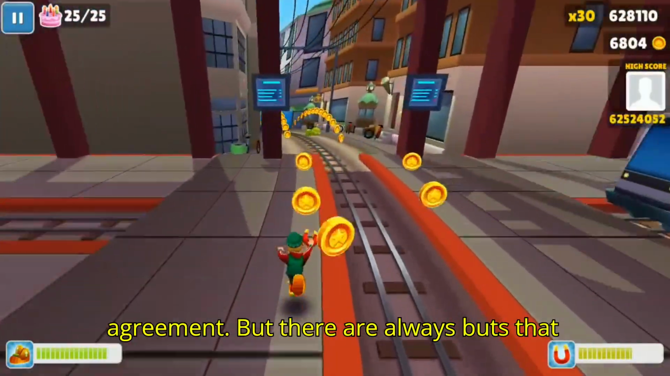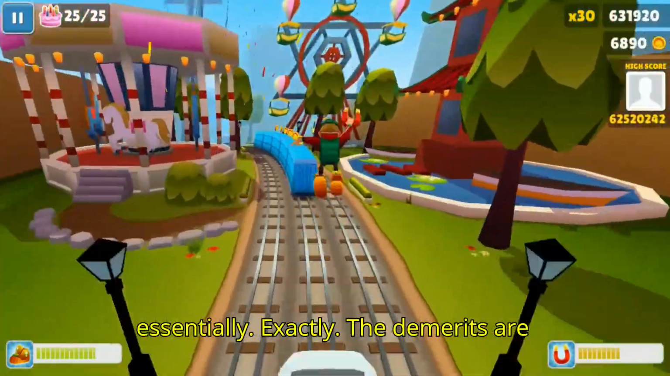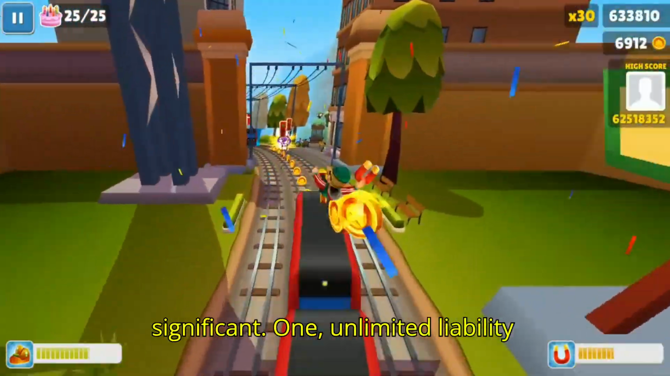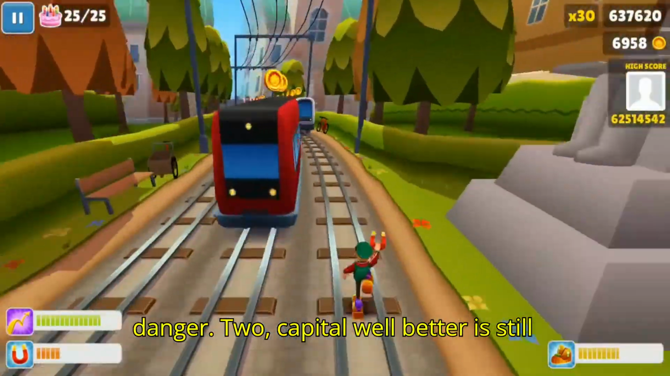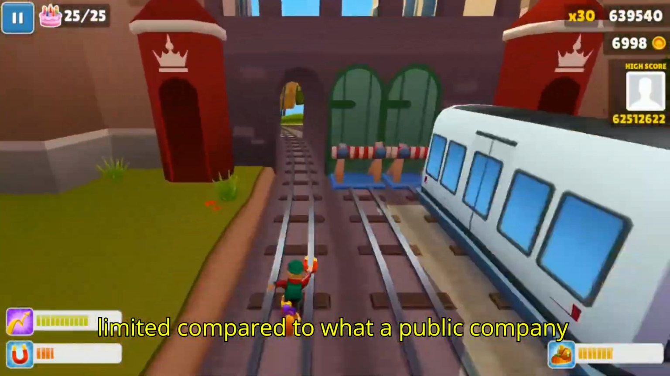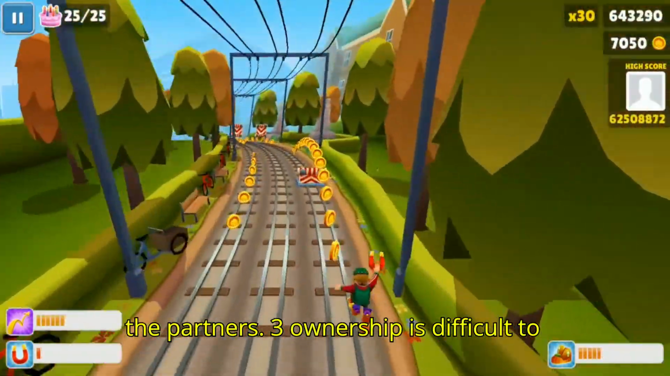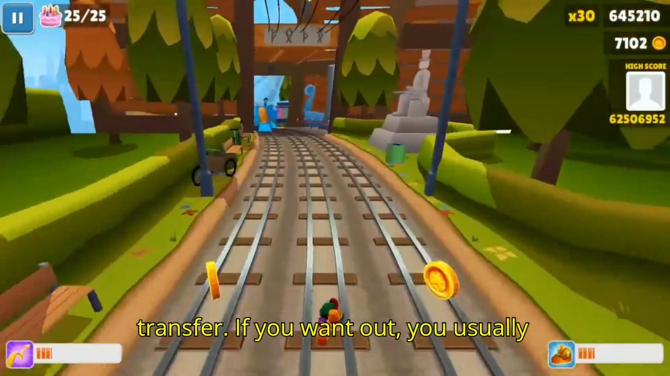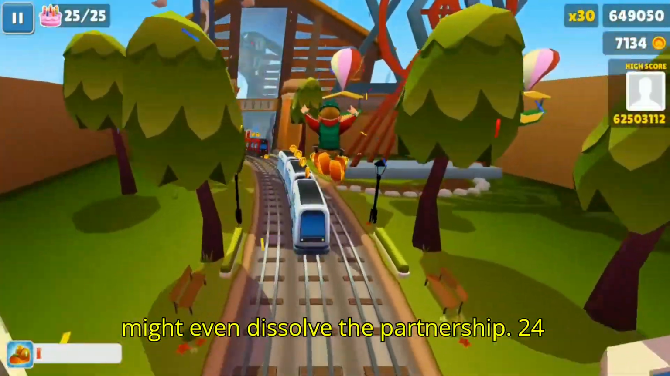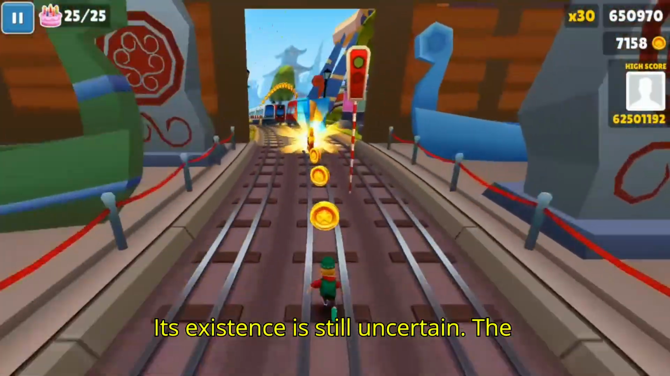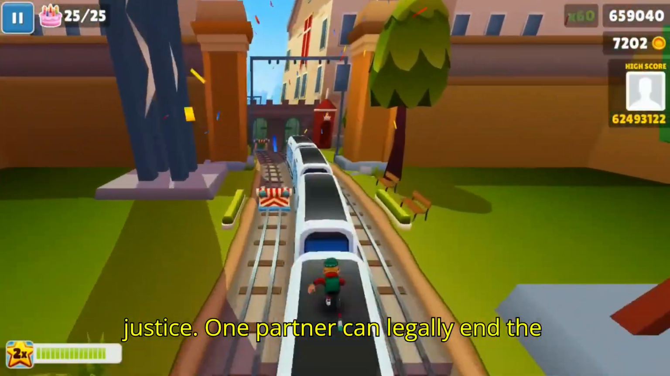But there are always buts. That unlimited liability shadow is still there, and now you have multiple bosses, essentially. Yes, exactly. The demerits are significant. 1, unlimited liability remains the biggest personal financial danger. 2, capital, while better, is still limited compared to what a public company can raise. It's capped by the wealth of the partners. 3, ownership is difficult to transfer. If you want out, you usually need the other partners' consent, and it might even dissolve the partnership. 4, its existence is still uncertain. The death, bankruptcy, or withdrawal of just one partner can legally end the whole thing.